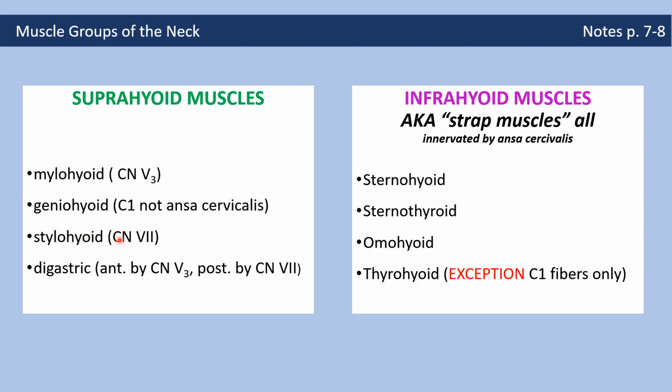The stylohyoid muscle is innervated by the facial nerve, which is cranial nerve 7, shown here. And then the digastric muscle, the anterior and posterior bellies, are innervated by two different nerves. The anterior belly is innervated by the trigeminal nerve, the third division, which is the mandibular division, and the posterior belly is innervated by cranial nerve 7, which I just told you was the facial nerve.